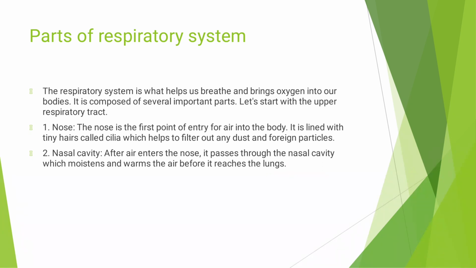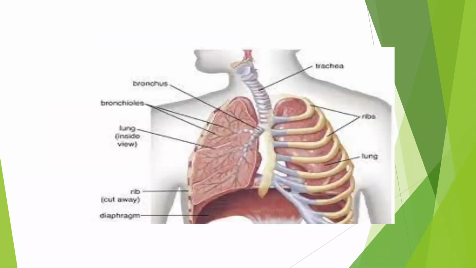The nasal cavity. After air enters the nose, it passes through the nasal cavity. This will moisten and warm the air before it reaches the lungs. This is the overall representation of a respiratory system. It includes the trachea, bronchus, bronchioles, lungs, then the rib and diaphragm.